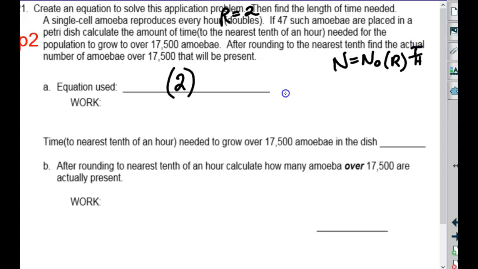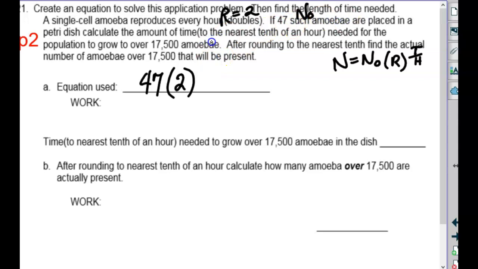The way it looks on the reference sheet. If 47 such amoeba are placed in a petri dish, what is that? N sub 0, so that's going to go out here. And at no point are we going to multiply 47 by 2, right? Okay.